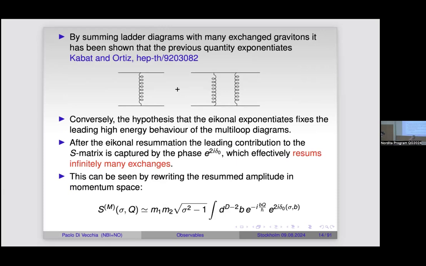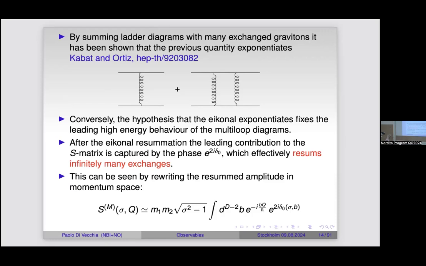In fact, Cabot and Ortiz showed that summing all these diagrams and also the crossed diagrams, you can show that the diagrams exponentiate. On the other hand, if you assume the exponentiation, you fix the leading high energy behavior of the multi-loop amplitude. So after the eikonal resummation, the leading contribution to the S matrix is captured by the phase, which effectively resums infinitely many exchanges. How can you see this?